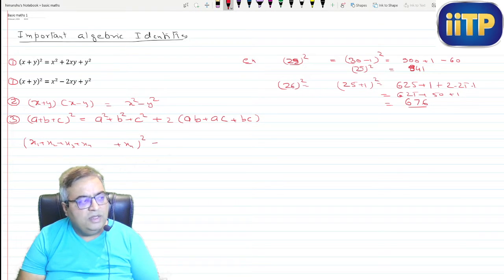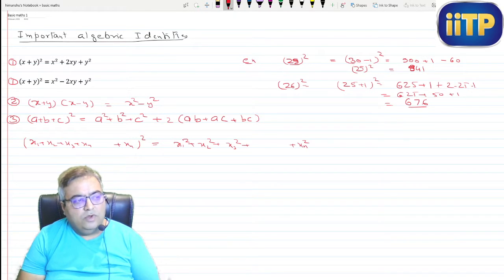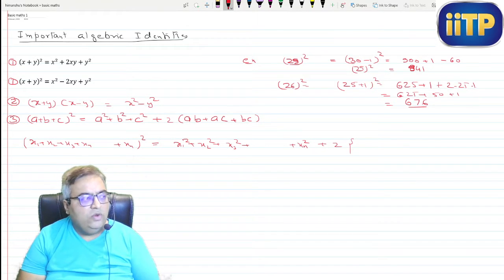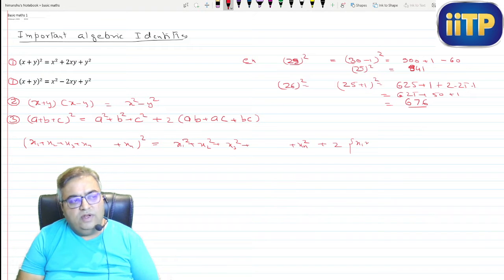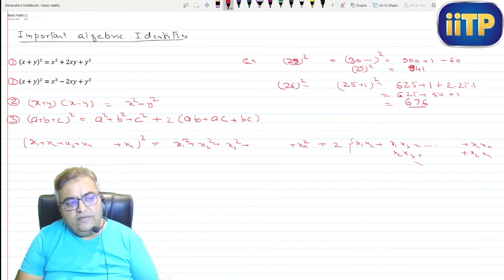Just for additional information, this can be written as: you square each and every term, x1 square plus x2 square plus x3 square till xn square, plus 2 times all the pairs that you can make out of these n. First x1 multiplied by x2, x1 multiplied by x3 till x1 with xn, then x2 multiplied by x3, because x1 x2 is already counted. So till x2 into xn, and it will go on till xn minus 1 into xn.